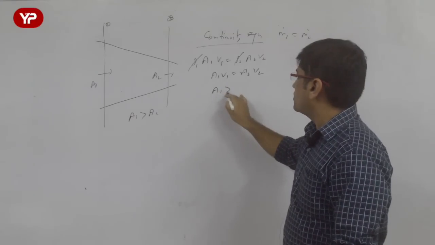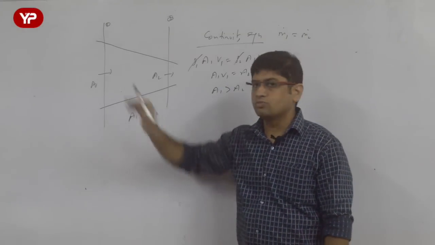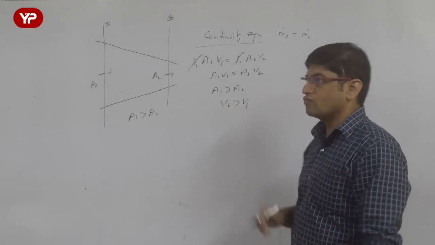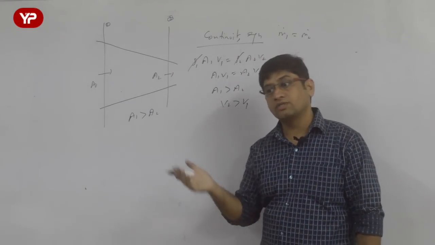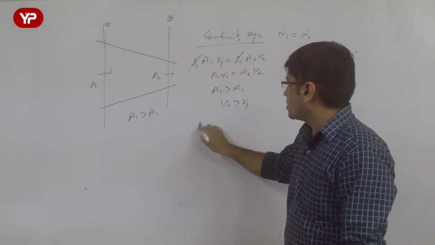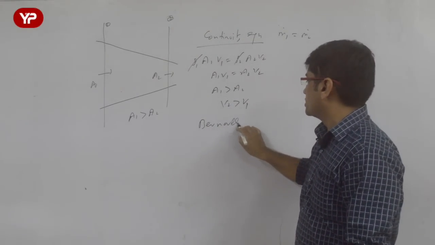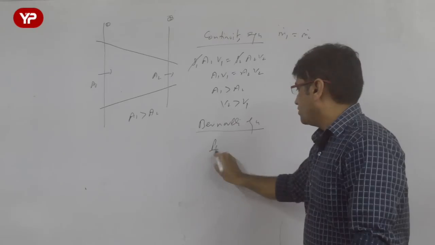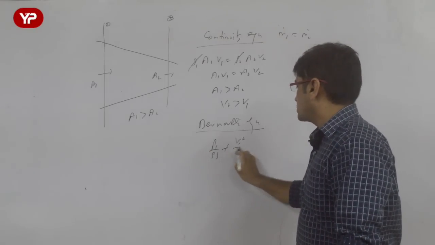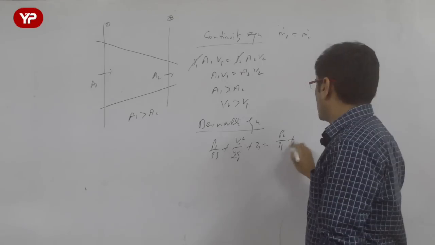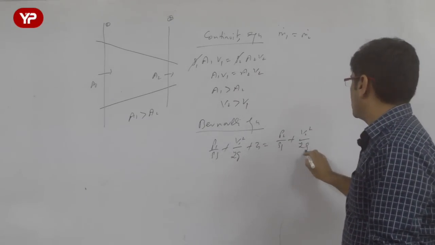Now as we know, cross section A1 is more than A2. That means V2 is more than V1. So velocity of flow at section 2 is more than section 1. Let's now go for Bernoulli equation. When we write Bernoulli equation, this is what is happening. P1 by rho g plus V1 square by 2g plus Z1 is equal to P2 by rho g plus V2 square by 2g plus Z2.